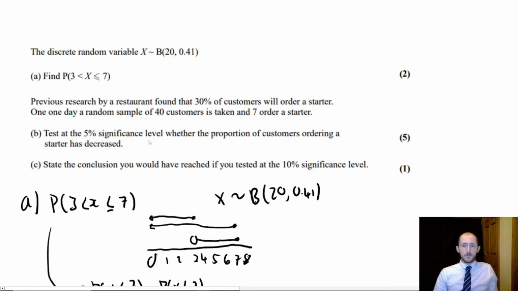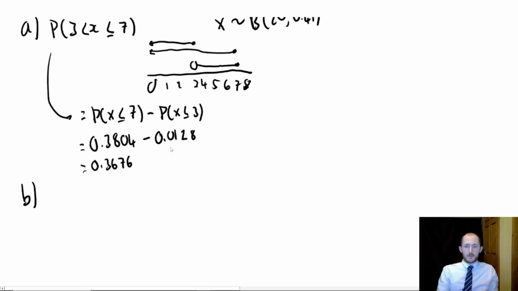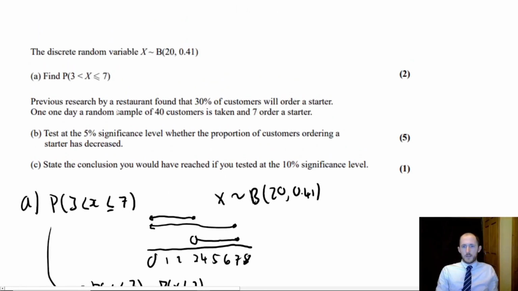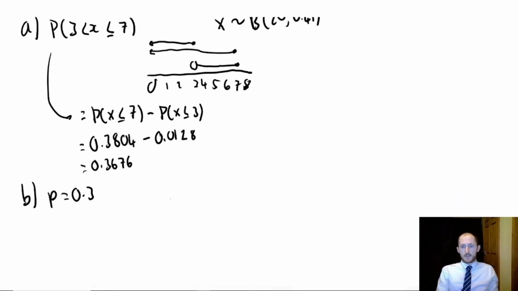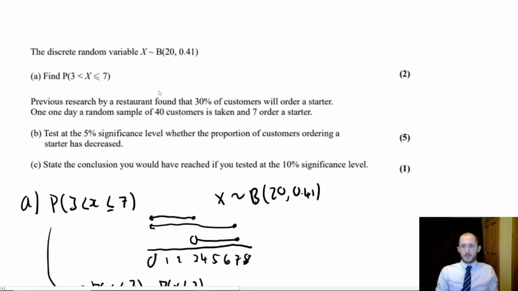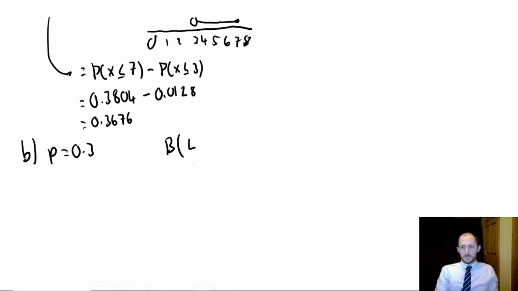They give you a few different things in terms of what the hypothesis testing is about. They first give you a probability. 30% of customers will order a starter. That probability is 0.3 as a decimal. They give you a sample of 40 customers and 7 ordering a starter. So I can write this as a binomial distribution. Either they order a starter or they don't. So I'm going to say that it's B, 40 customers at 0.3.